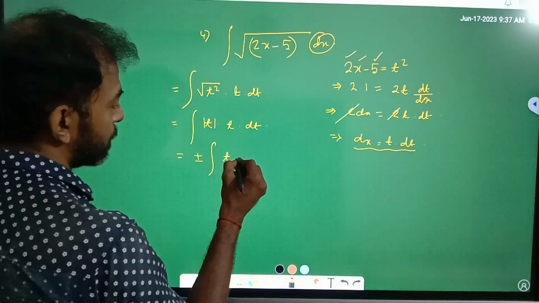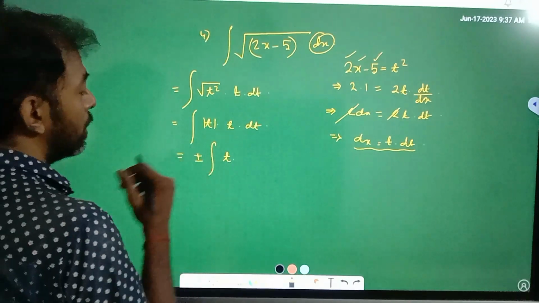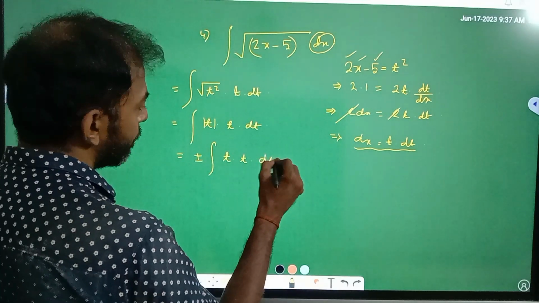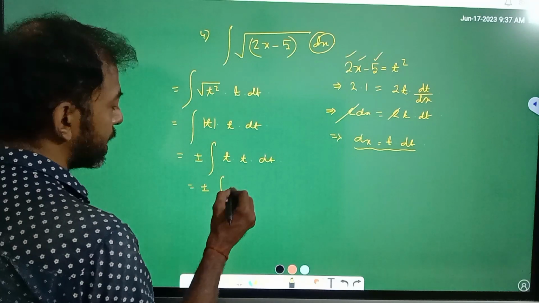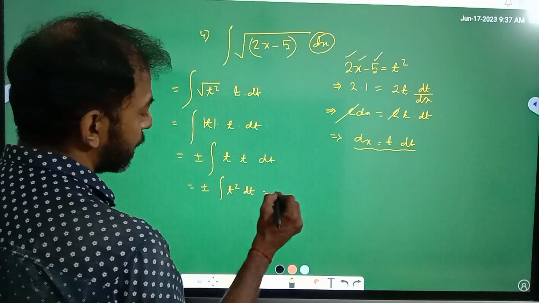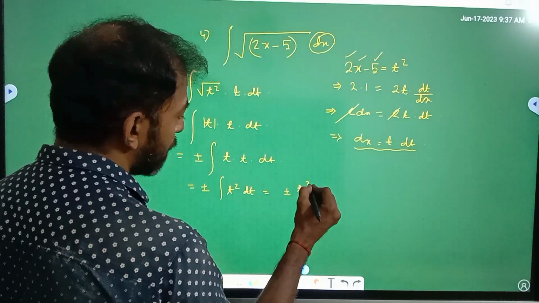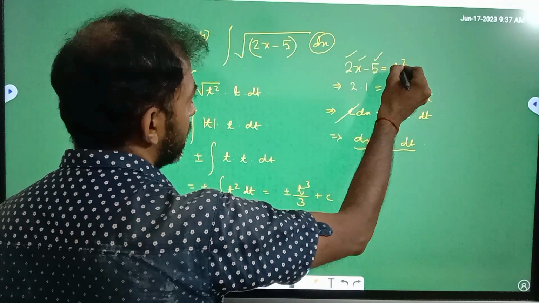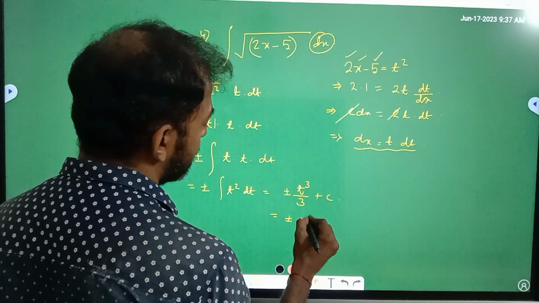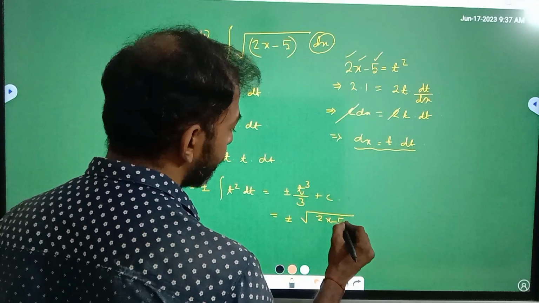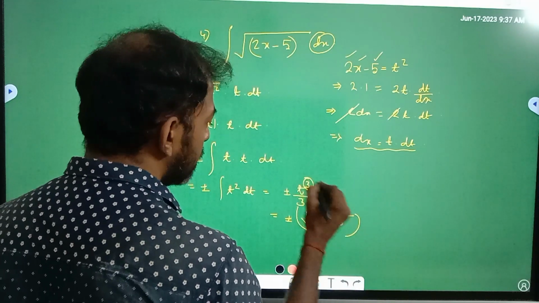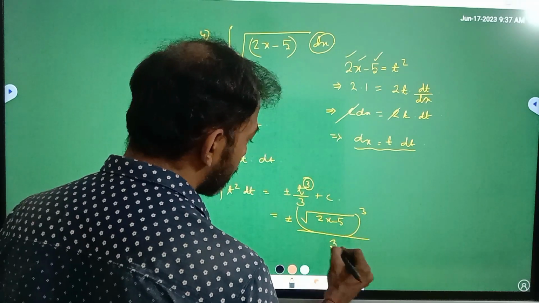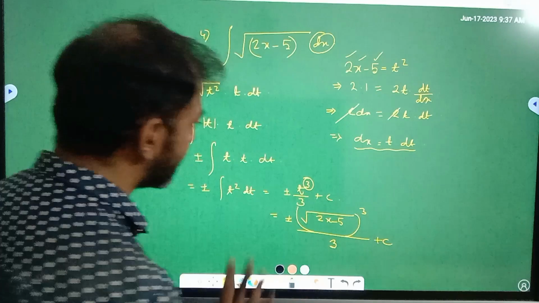If we remove the modulus sign, a plus minus will come out and the whole expression becomes t into t dt, that is plus minus integration t square dt. And integration of t square, we all know, is t cube by 3 plus c. Now the value of t, clearly we can say, is under root 2x minus 5. So root under 2x minus 5 whole cube, total by 3 plus c. So that's our basic answer.